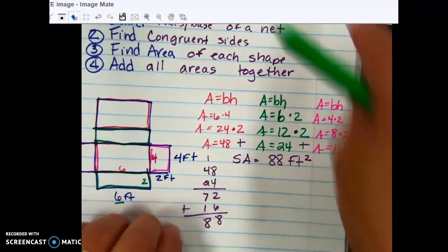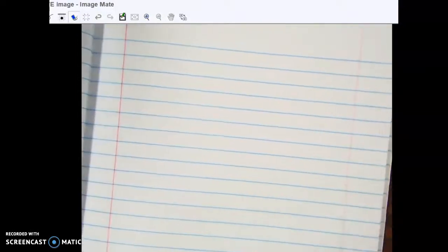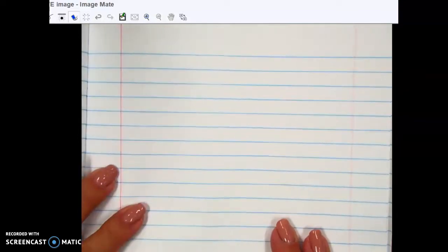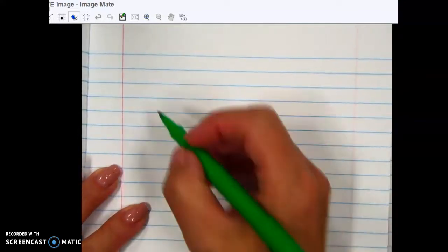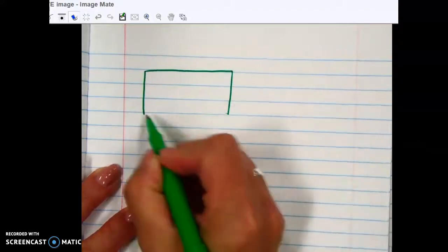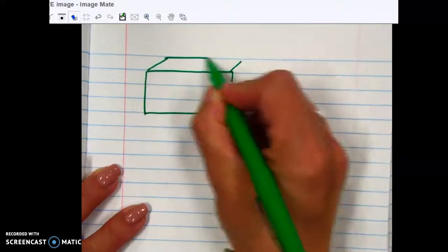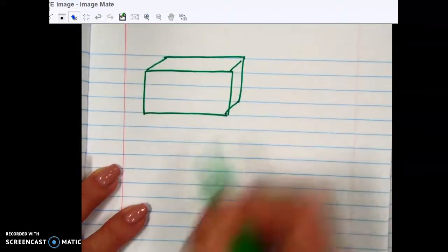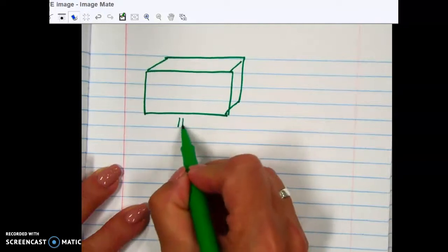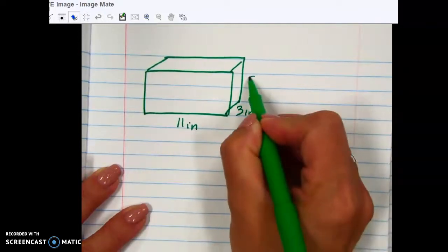Now we're going to go ahead and take a look at another object. This time we're going to make it a 3D object and break it apart. Okay, so here is another prism. What kind of prism? It's rectangular. And we'll give the dimensions 11 inches, 3 inches, and 5 inches.